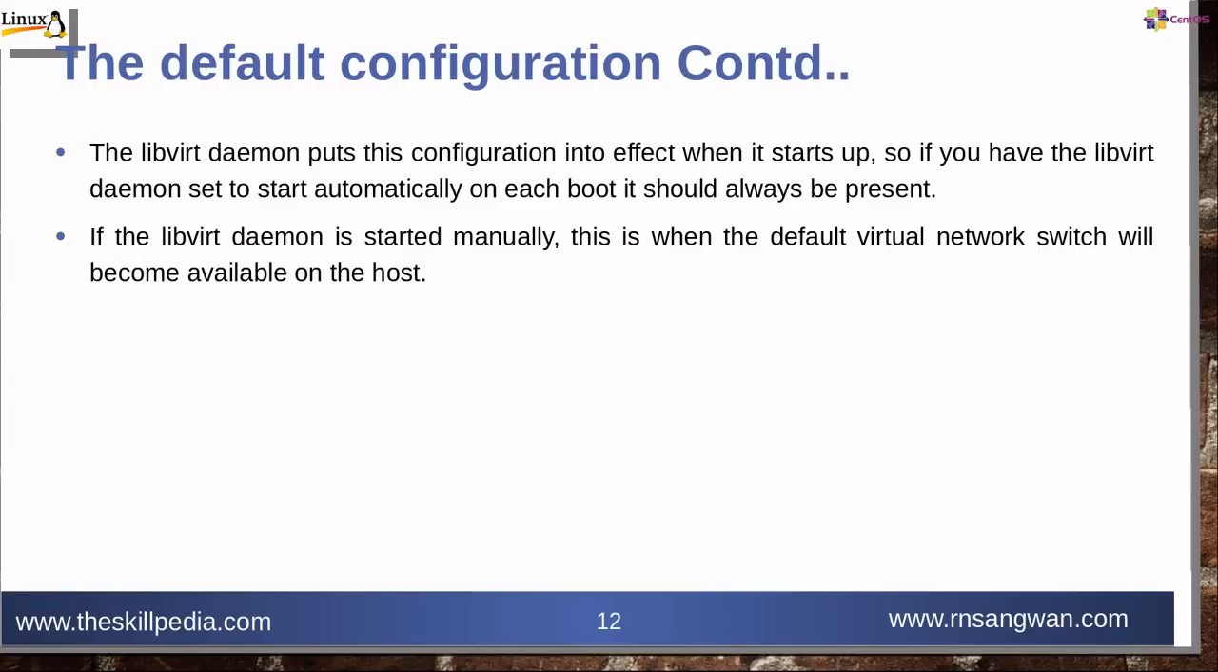So if you have the libvirt daemon set up to start automatically on each boot, it will always be present. That means the NAT mode switch is already always available, the default configuration. If the libvirt daemon is started manually, then this is when the default network switch will become available on the host. That means if the libvirt daemon is by default not started, this virtual network virbr0 will not be visible, but when you start it, it will be visible.